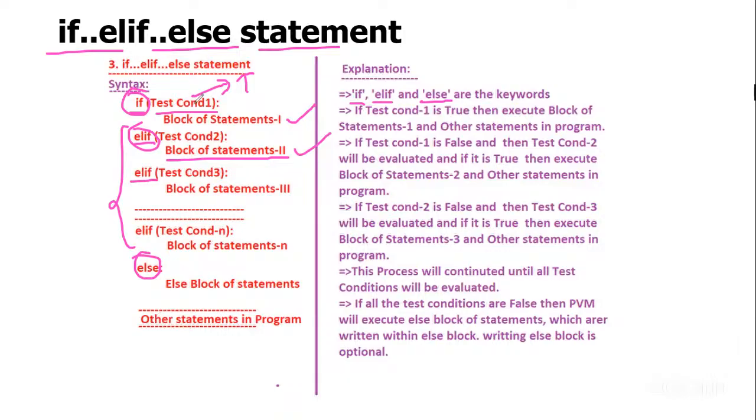But what if this condition 1 is false? It comes to condition 2. It checks for condition 2. If condition 2 is true, if it is satisfying, then it executes the block of statements 2. So this journey continues, guys. The same concept, but here you probably observe that the number of blocks is increasing.